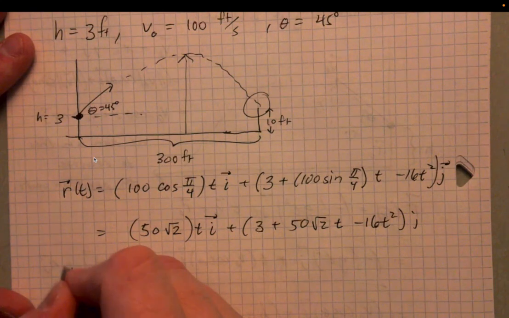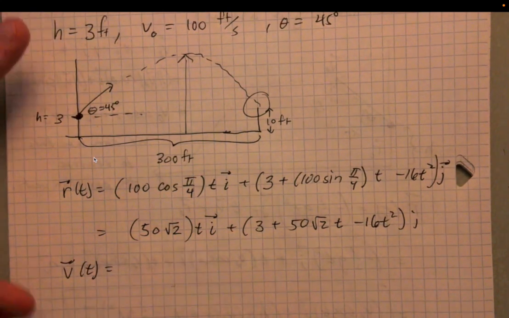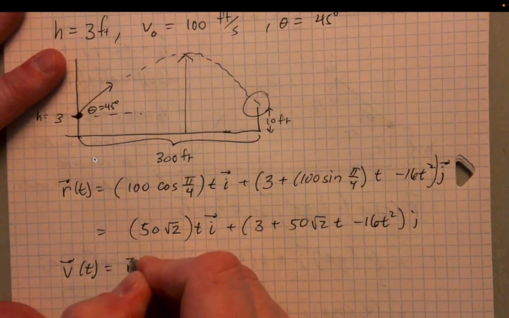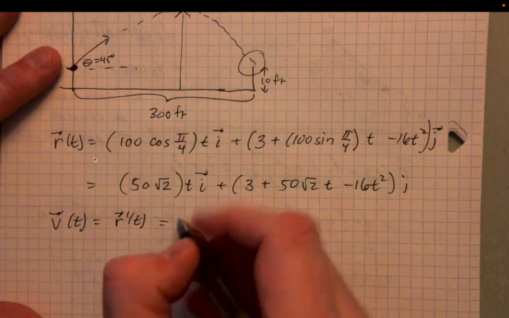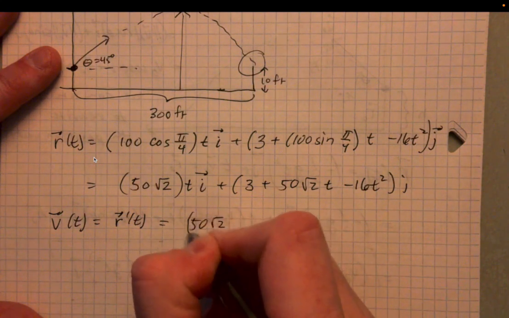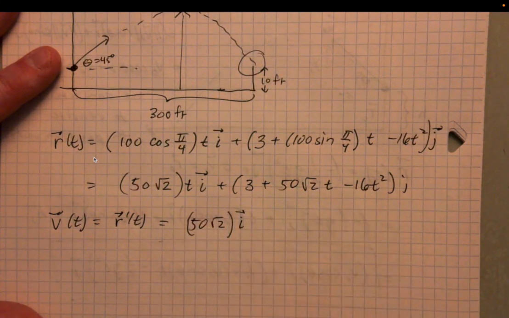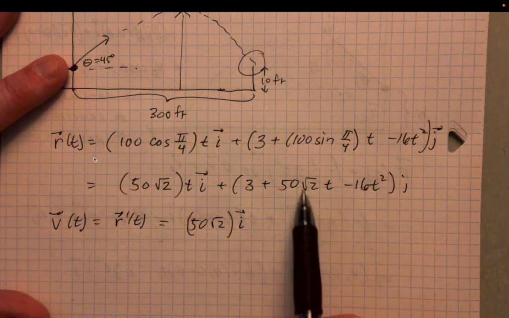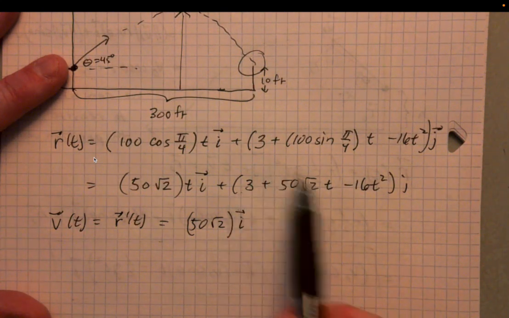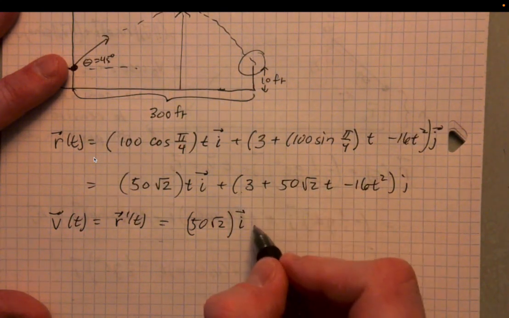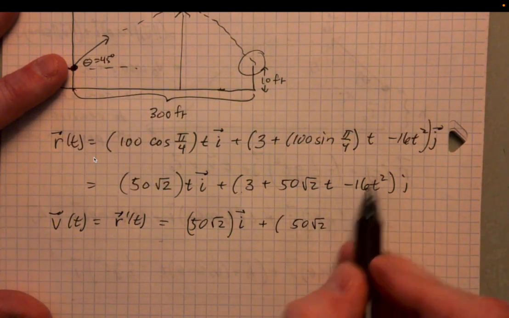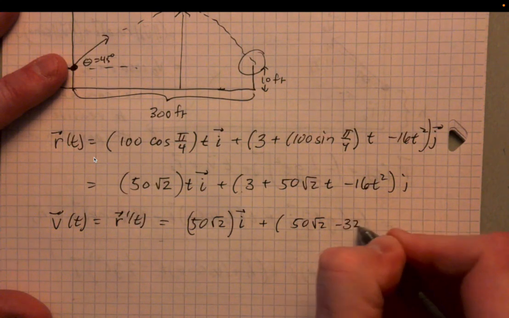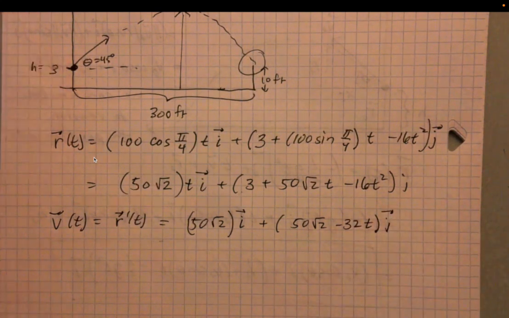What about the velocity? Well, the velocity is the derivative, right? And so the derivative here would be just 50 times the square root of 2 times i, plus, now this constant 3 goes to 0, and this one will be 50 times the square root of 2, and then minus 32t. Okay, so we got those two pieces.